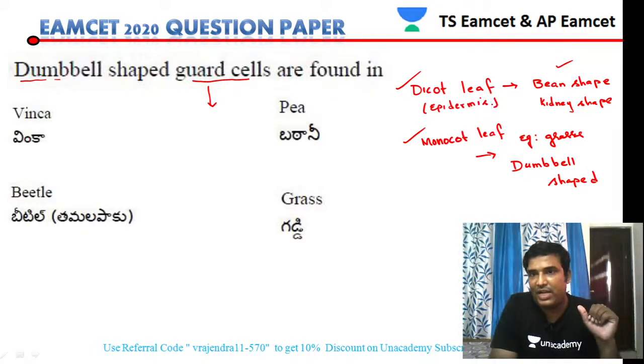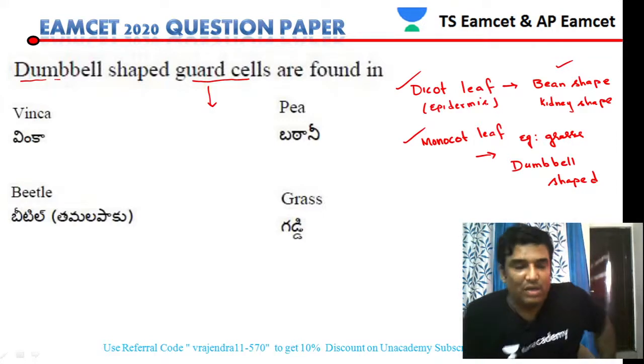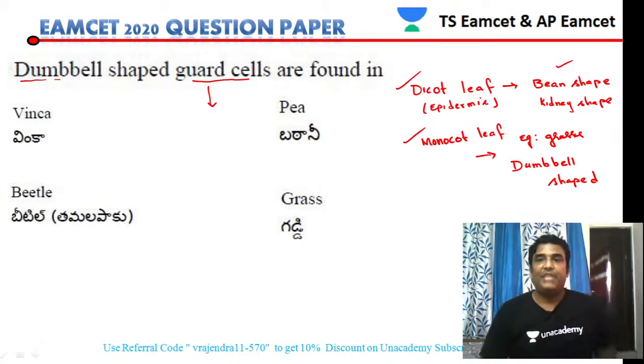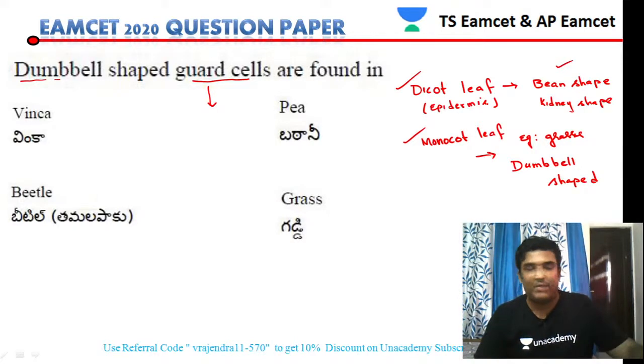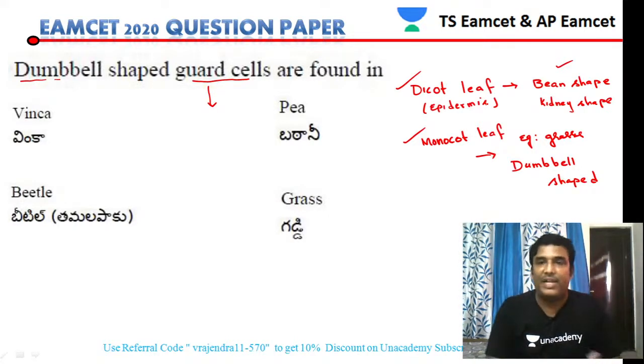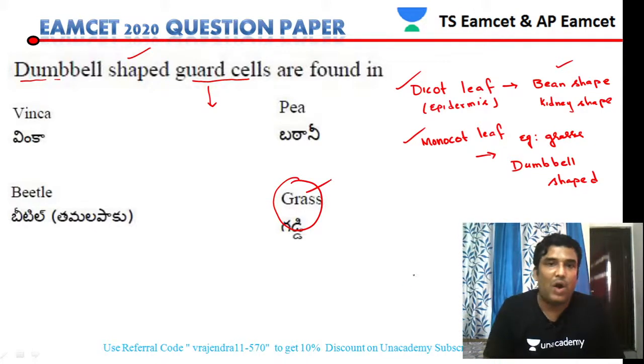The shape of the guard cells in the dicot leaf is bean shape, or kidney shape, whereas in the monocot leaf it is a dumbbell shape. Based on that, we have to take the answer. No doubt it is in the grasses that it is a dumbbell shape. So our answer will be option 4, the grasses.